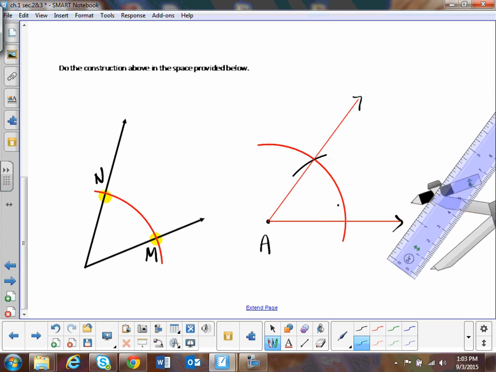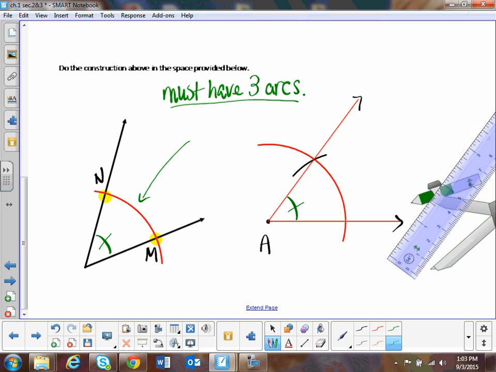Okay? So that angle is going to be identical to that angle. So let's put some tick marks on there. That angle is congruent to that one. And that's it. So let's write a little note also that you must have 1, 2, 3 arcs. Okay? Must have 3 arcs. Okay? 1 over here, and then these 2 on this side over here.